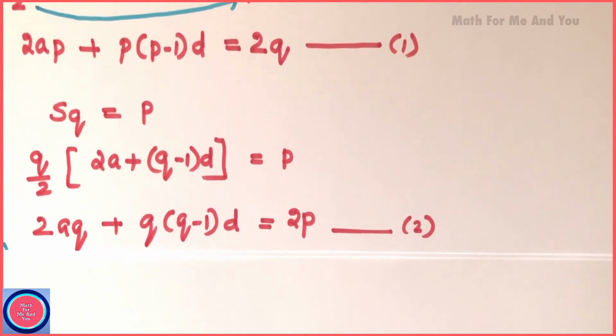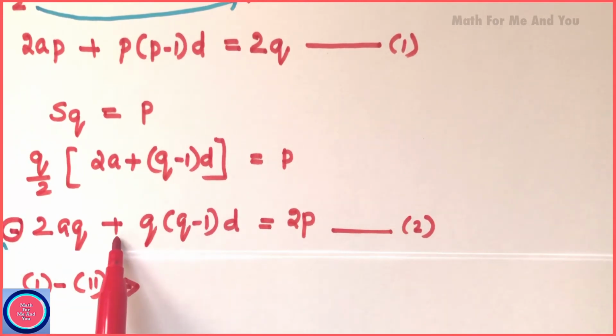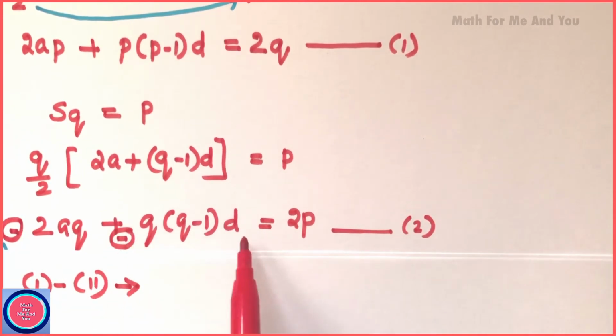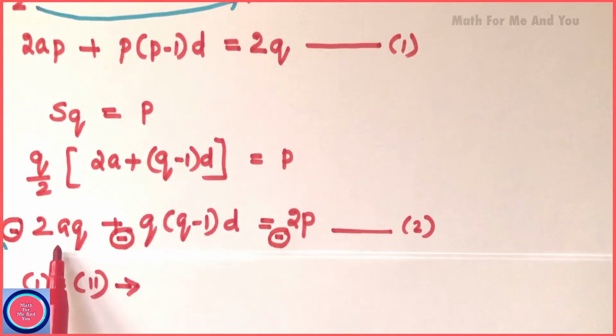In the next step, I am going to do equation number 1 minus equation number 2. Because if I do like this, I will get similar terms in the sum of p plus q terms. Okay, so I am going to do equation number 1 minus equation number 2. Then each term in equation number 2 changes its sign. See, I have done that. Now we can subtract 2ap minus 2aq.